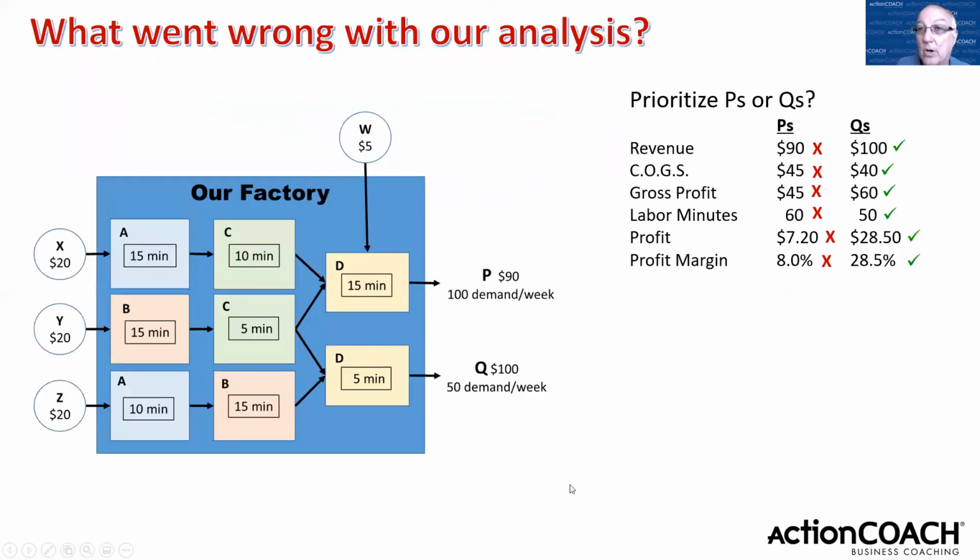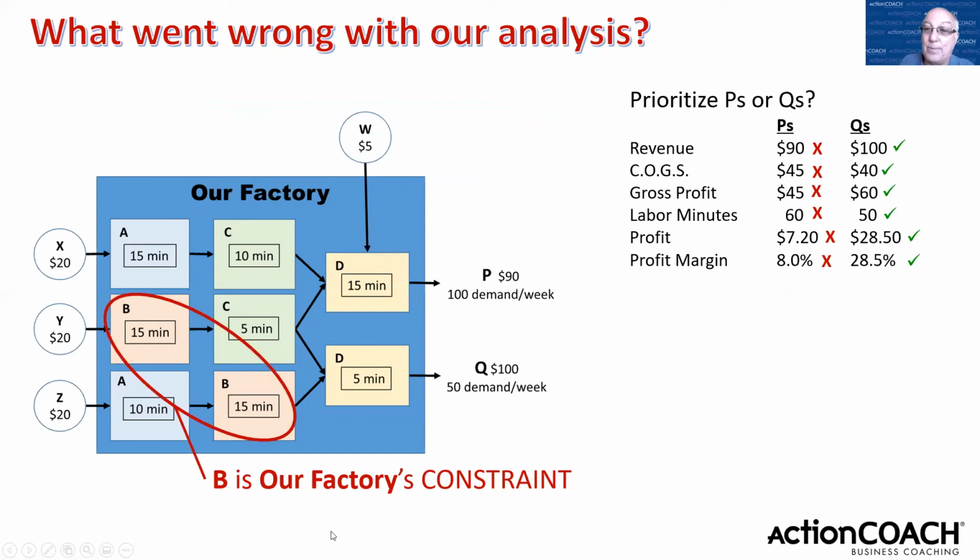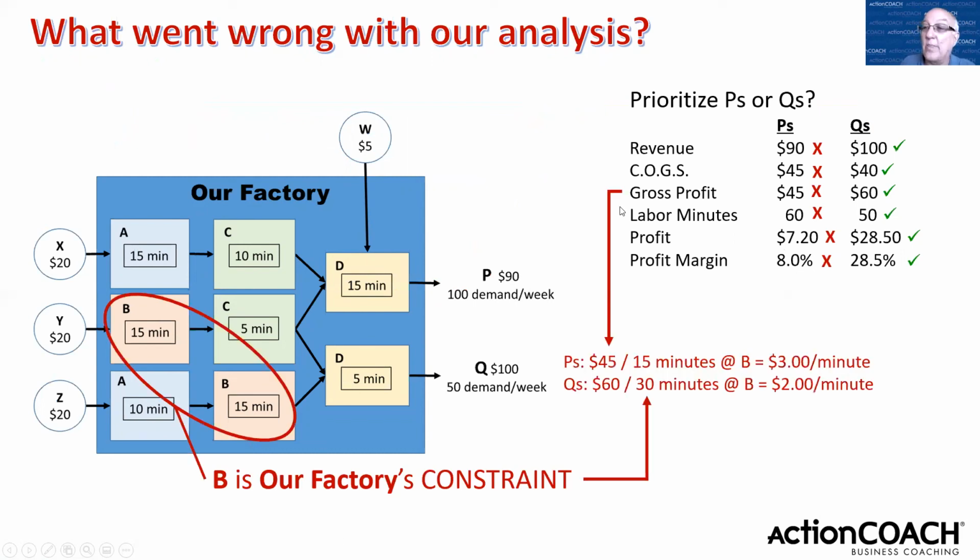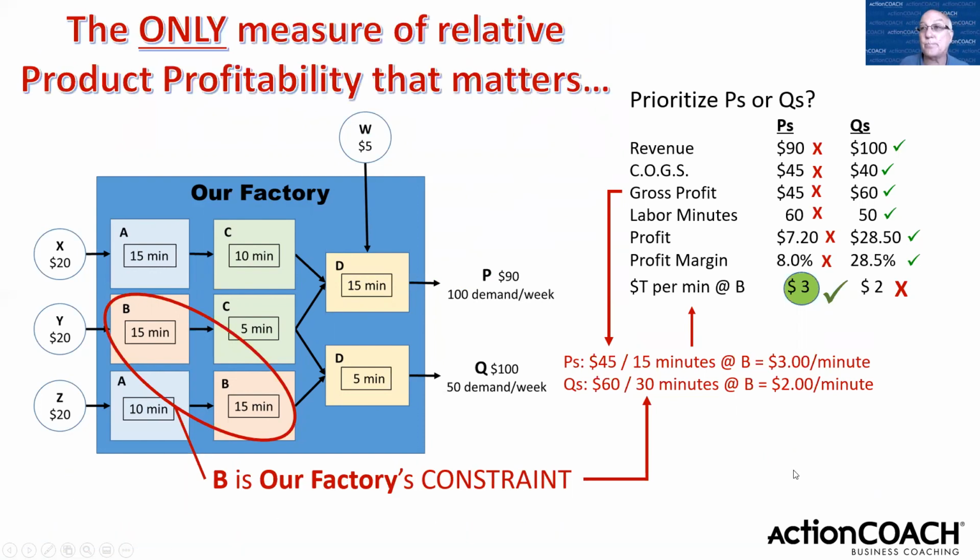All right, so what went wrong with our analysis? Well, we didn't factor in the fact that B was our factory's constraint. And the one thing that really matters is the rate of throughput dollars, and throughput dollars per minute at B are $3 versus $2. It's a 50% increase, right? P's are clearly the more profitable product to make, despite what all the cost accounting numbers would tell you. It is the only measure of relative product profitability that matters.